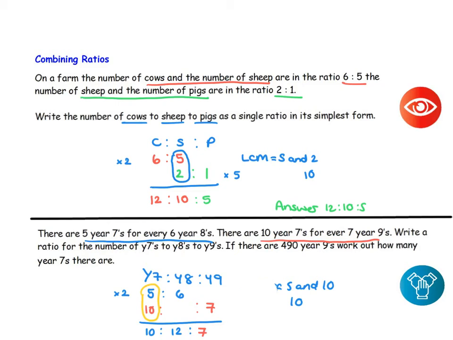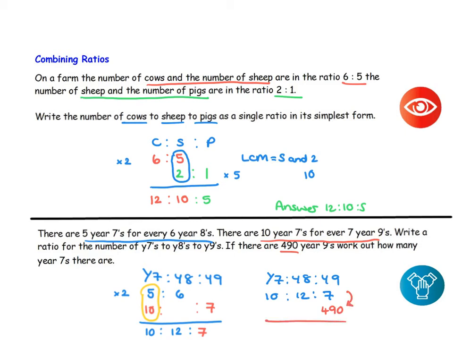Okay, this time that isn't actually the end of my question, because the question goes on to say, if there are 490 year 9s, work out how many year 7s there are. So I'm going to write that ratio out again now that I've combined all three. 10 year 7s to every 12 year 8s to every 7 year 9s. And because they gave me some extra information about year 9, that 490, I can write 490 under year 9.